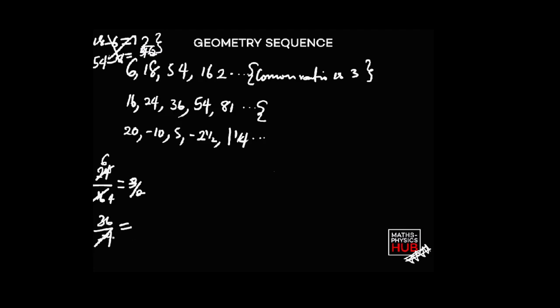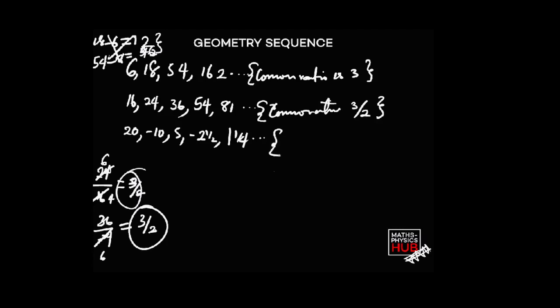This will give us 4 here 6, same 3 over 2, Abi. Yes, sir. So you can see that the common ratio here is what? 3 over 2. The common ratio is 3 over 2.